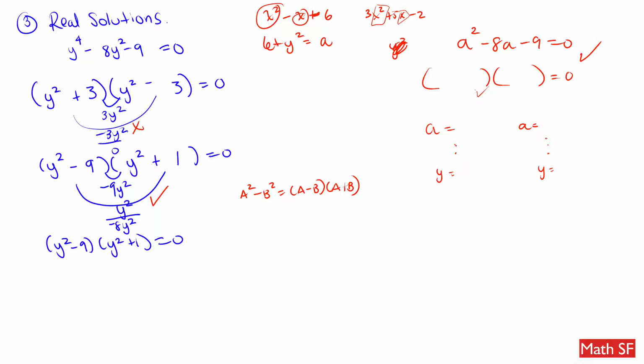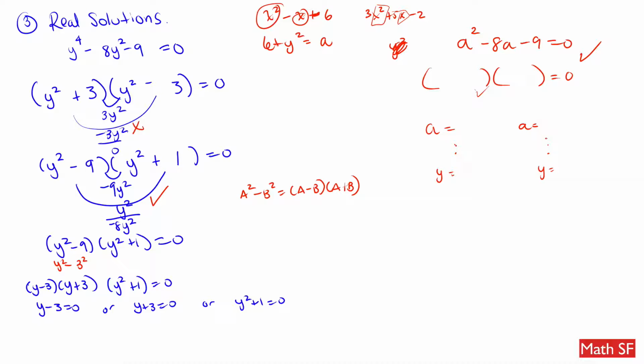Because this y squared minus 9 is like y squared minus 3 squared, that's a difference of squares. So I'm going to factor this one: it should be y minus 3 and y plus 3. And the other one cannot be factored, that's just y squared plus 1 equals 0. Now that I have this product equal to 0, I can use my zero product principle, which tells you that one of the factors being multiplied should be 0. So either y minus 3 equals 0, or y plus 3 equals 0, or y squared plus 1 equals 0.